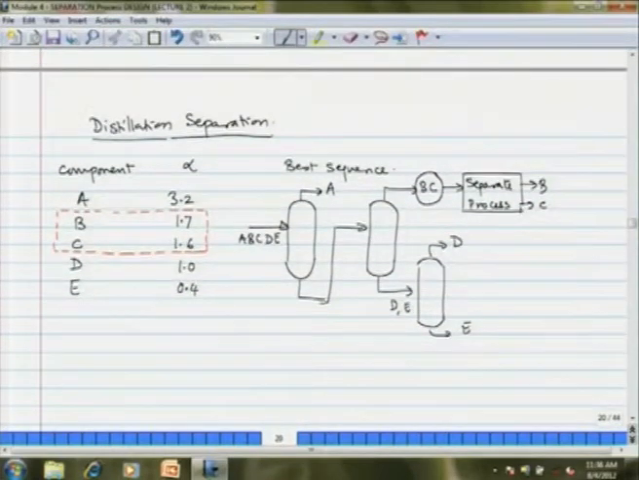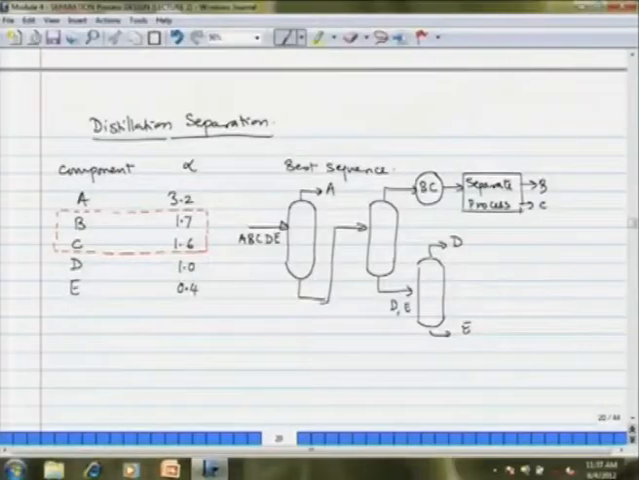What I have shown here is an example distillation separation. We consider a 5 component mixture, A, B, C, D, E, and alpha is given with respect to D. Now, D is a heavy key element, which is an important element among all the heavy components. So, the alpha value is taken as 1 with respect to D. E being a heavier component, with a higher boiling point, has an alpha lesser than 1.